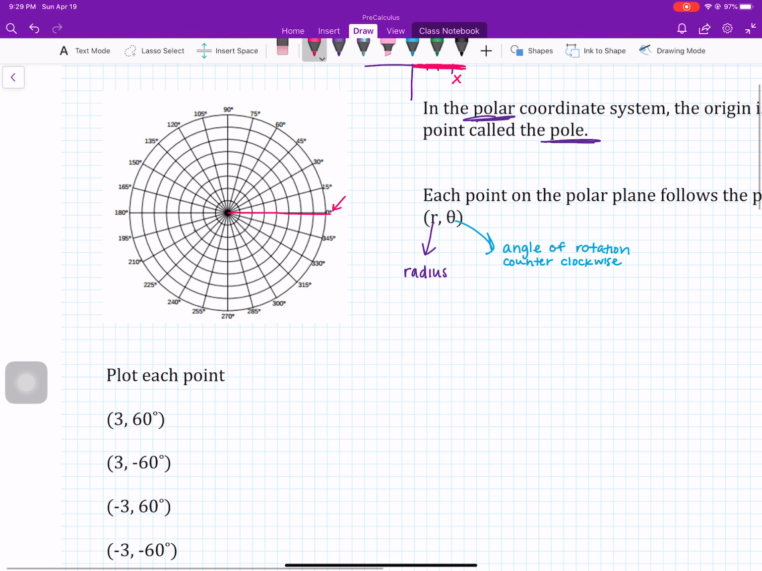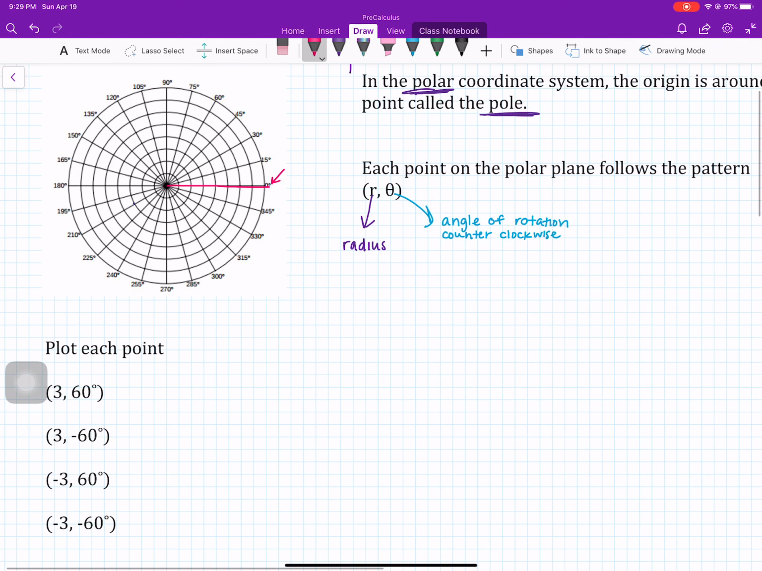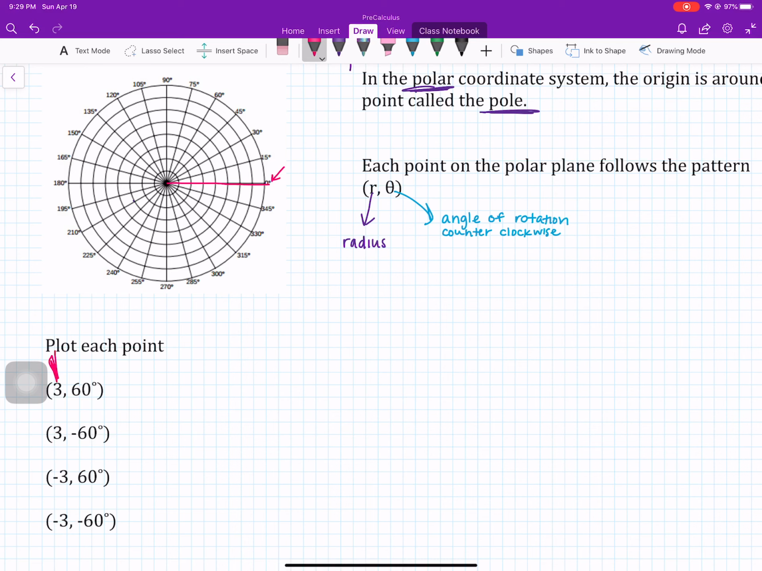So I have some points that we're going to plot. Notice they're all 3 and they're all 60. It's just a variety of different combinations to see how each point plots. So first, 3 indicates the ring. So 1, 2, 3. We're going to be on the third ring. So the third ring and then 60 degrees. So 60 degrees rotates here. So this would be my point.